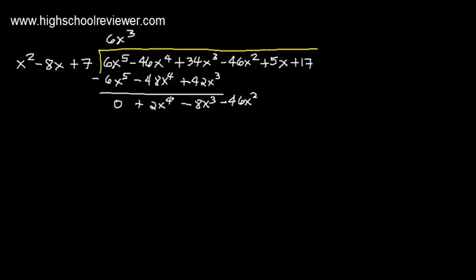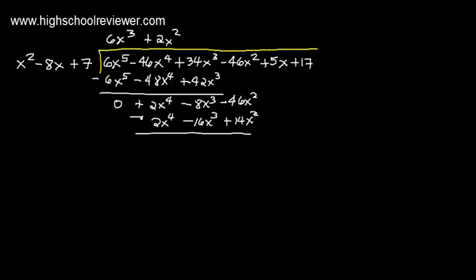Afterwards, divide 2x raised to the 4th by x squared. So 2x raised to 4 divided by x squared, this will be positive 2x squared. Positive 2x squared multiplied by x squared, this is 2x raised to the 4th. And then 2x squared multiplied by negative 8x. This is equal to negative 16x cubed. And positive 2x squared multiplied by positive 7, this is positive 14x squared. And then perform subtraction.